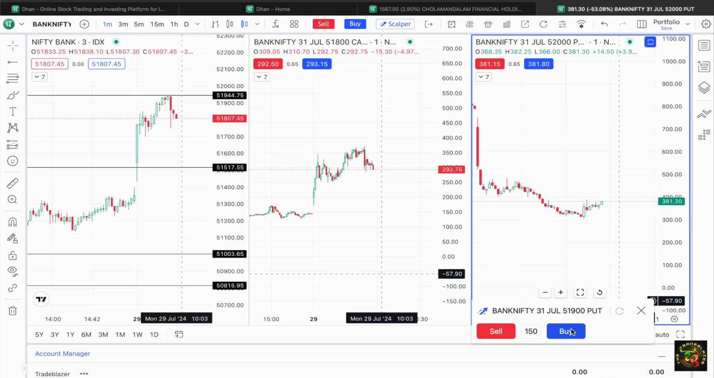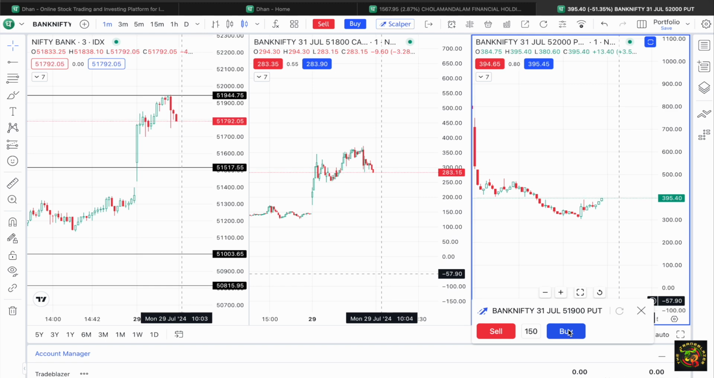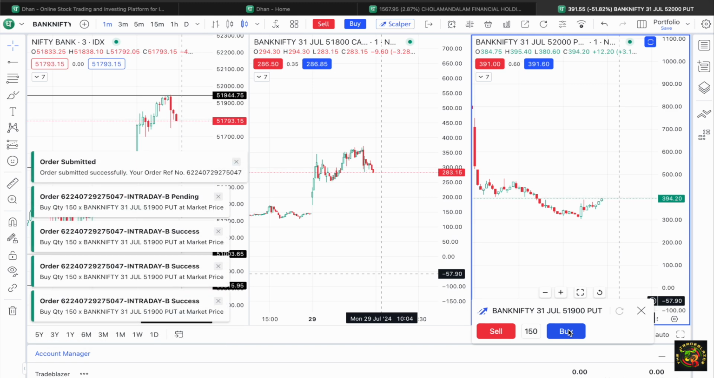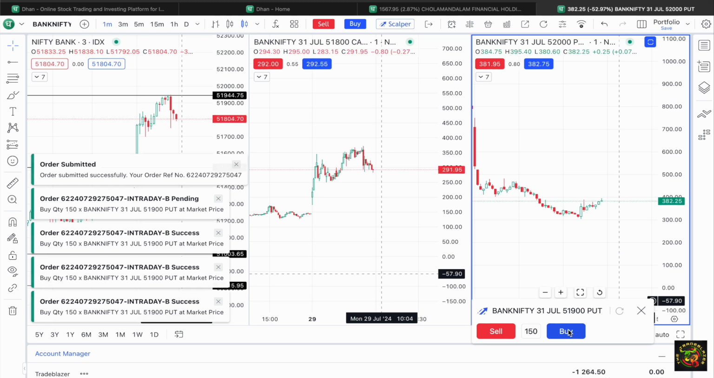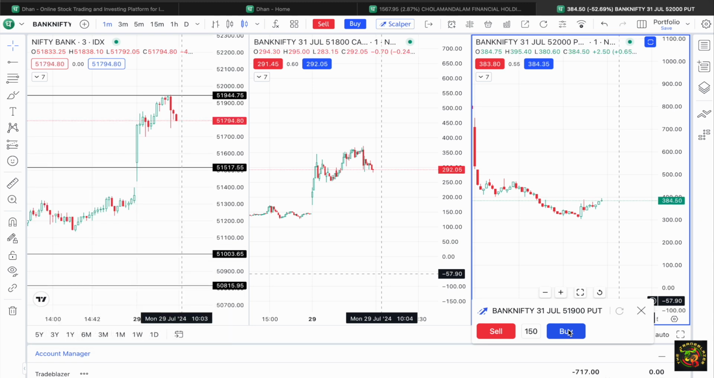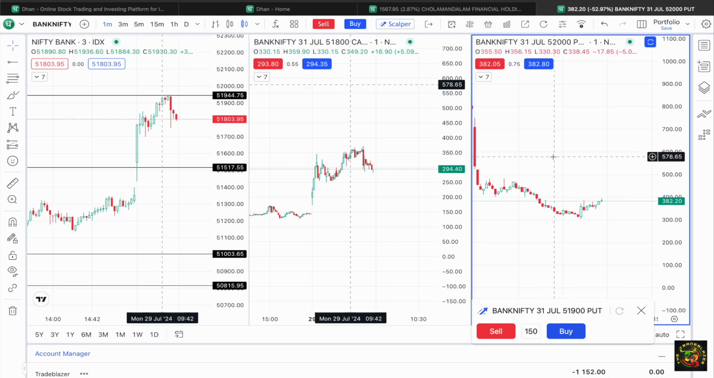So Bank Nifty is showing a rejection from the resistance level of around 52,000. So I think this is a situation where we can buy the put. Let me buy the put here, 150 quantity. I just bought. So we'll try to sell the call also at the same time in Zerodha, and we'll see how these two trades go on from here.